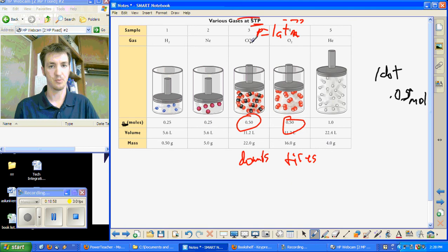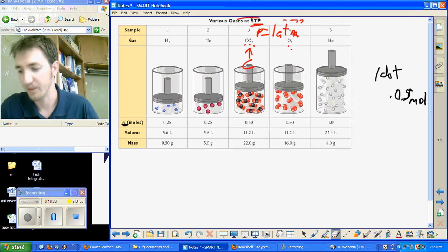CO2 is made out of a C and two O's. Oxygen is just made out of two O's. So every one of these that I have has an extra carbon compared to every one of these. And that's the big difference. Okay, I guess these would be the tires and these would be the donuts. So just because they have the same number doesn't mean they all weigh the same. That's the idea.